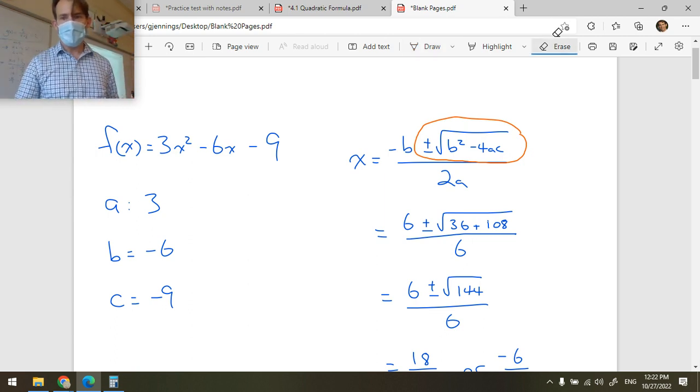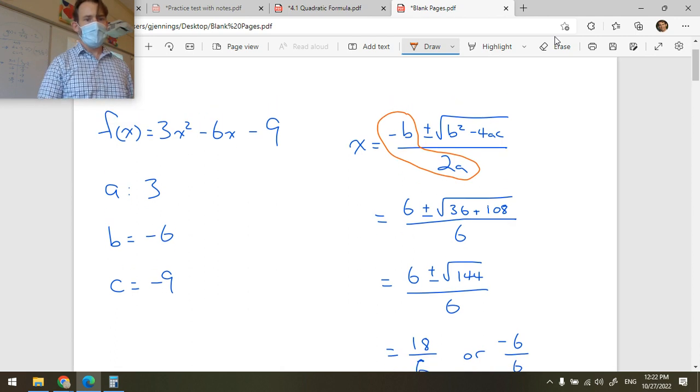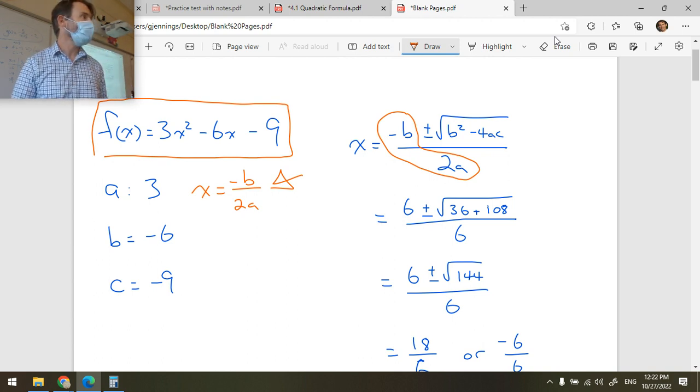Actually, this part of the quadratic formula right here, the negative b over 2a part, actually gives you the axis of symmetry. So if I want to find the axis of symmetry for f of x, that's going to be x equals negative b over 2a. This equation here will give you the axis of symmetry for any quadratic, even ones that don't have real roots.